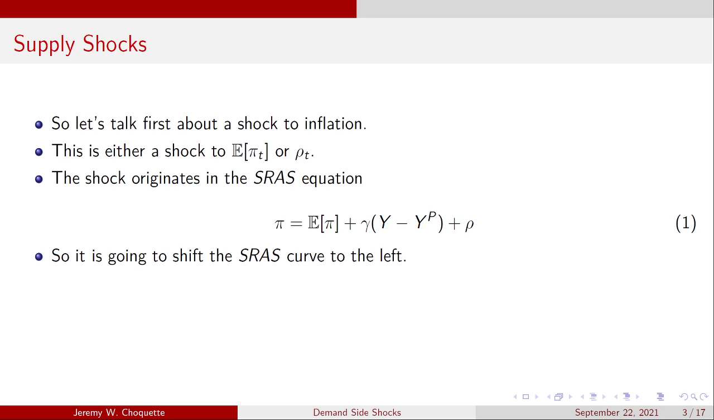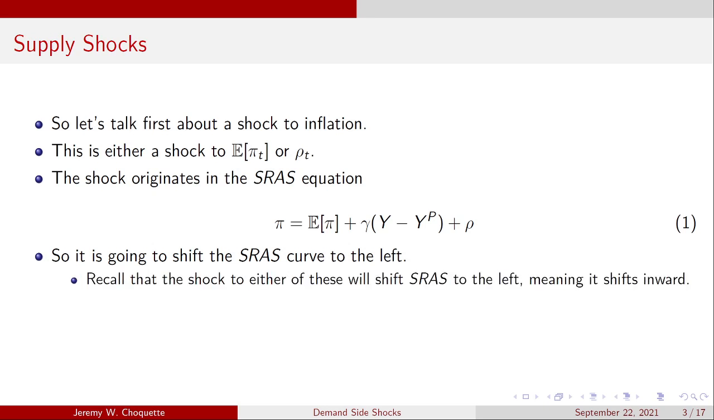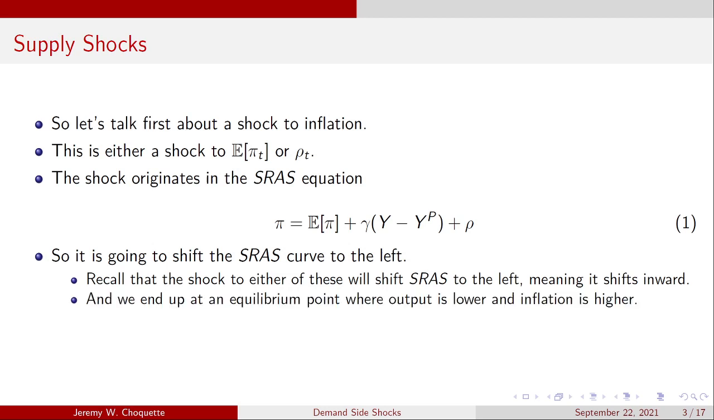Regardless of the origin of the shock, it's going to shift the short-run aggregate supply curve to the left. If you remember, either of these shifting short-run aggregate supply to the left means that short-run aggregate supply shifts inward. And we end up at an equilibrium point where output's lower and inflation is higher, because with any supply shock, output and inflation, or output and prices, depending on what type you're looking at, move in opposite directions. So if output shrinks in a supply shock, then the price level or inflation is going to go up.